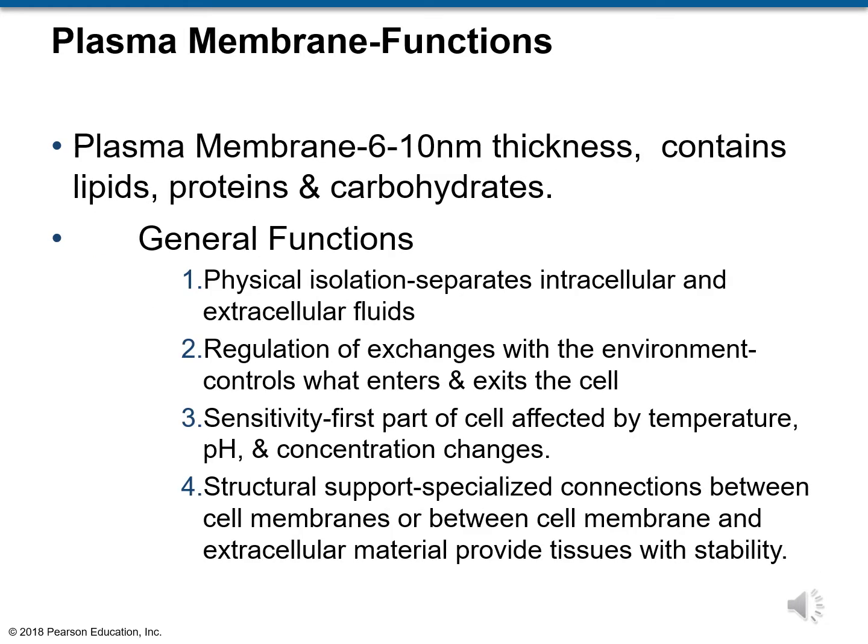The plasma membrane is very thin, about 6 to 10 nanometers in thickness, and it will be composed of lipids, proteins, and carbohydrates. The four general functions of the plasma membrane are: 1, to physically isolate the inside versus the outside of the cell. So it separates intracellular and extracellular fluids so they can be of a different consistency.